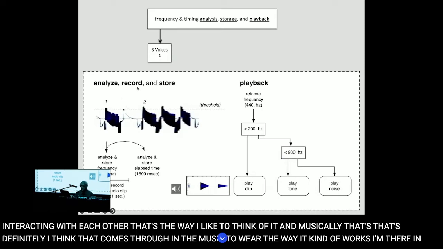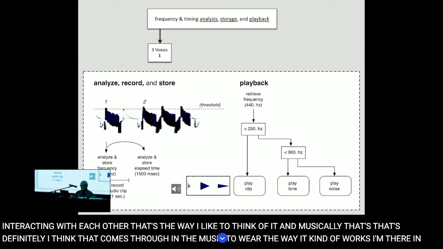So I have analysis, record, and store. So this is like the diagram of a waveform of the circuit sound, and the 1 and 2 are the first two peaks. Every time it gets a peak, or Max detects a peak, it analyzes, does FFT, frequency analysis, and stores different pieces, sometimes just one or more of the frequencies detected.